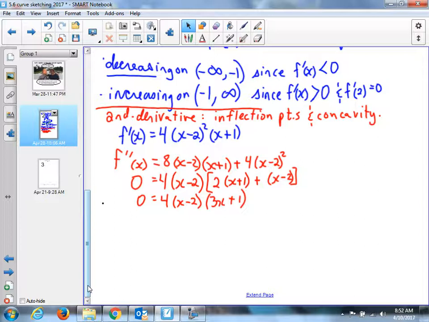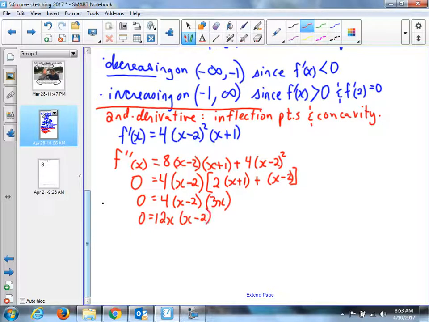And I've got it wrong, don't I? I see it right now. Did you guys? I was thinking something silly. 2 minus 2, that's it. So now I've got 12x times x minus 2. This time I caught my own mistake. The zeros are easy to find. Possible inflection x values.